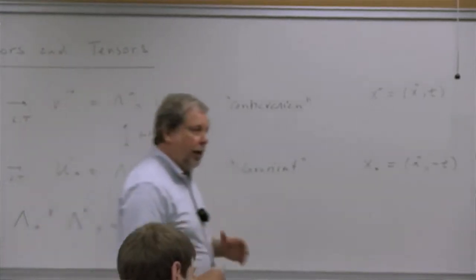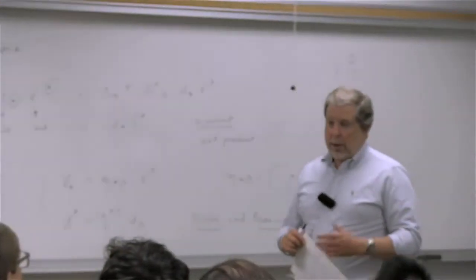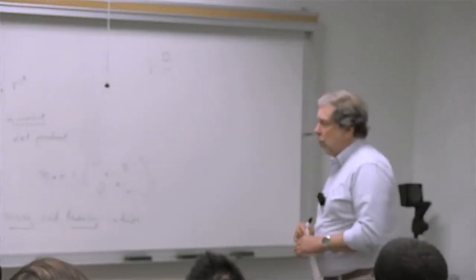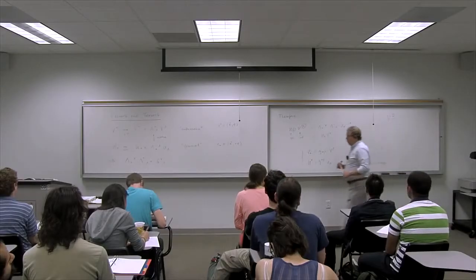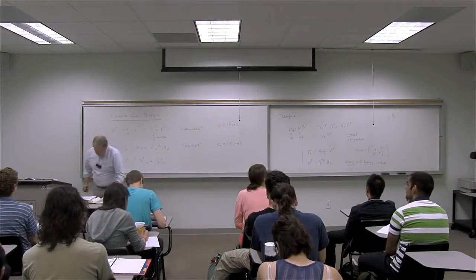Of course, if you were in Euclidean space, if you didn't have this strange sign for the time, then in Euclidean space there would be no need for this distinction between covariant and contravariant, because the dot product will always have the plus sign, right?